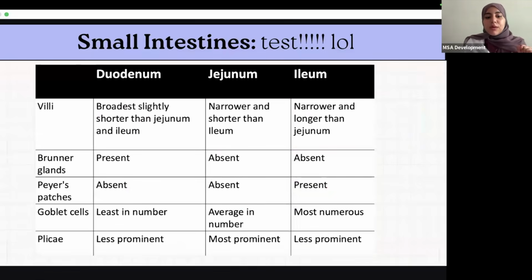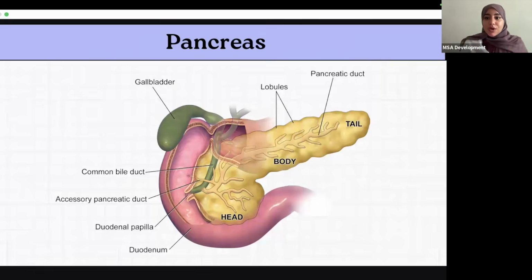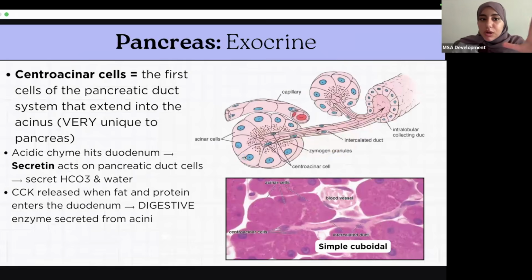Okay, and then plicae, it's mostly in the, what did I say? Yeah, jejunum. Because why? The jejunum is most important for absorption, and the plicae allow for a lot of absorption. Okay, now time to discuss the pancreas. The pancreas is pretty simple. It has a head, a body, a tail, and I'll explain what it consists of.